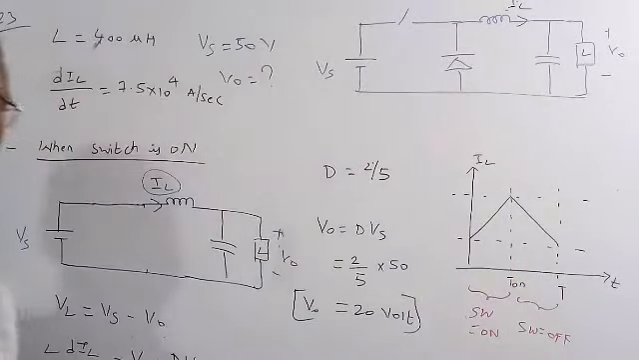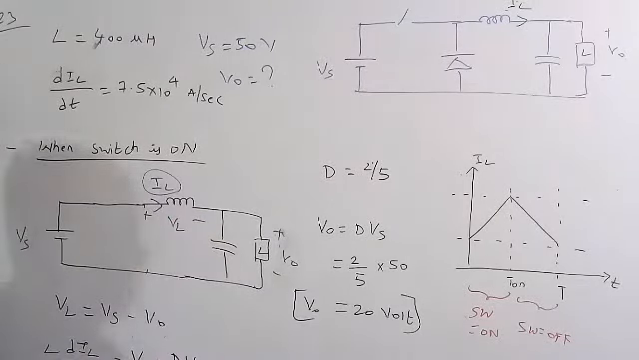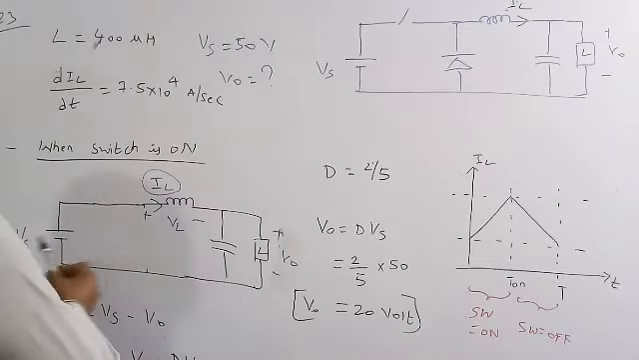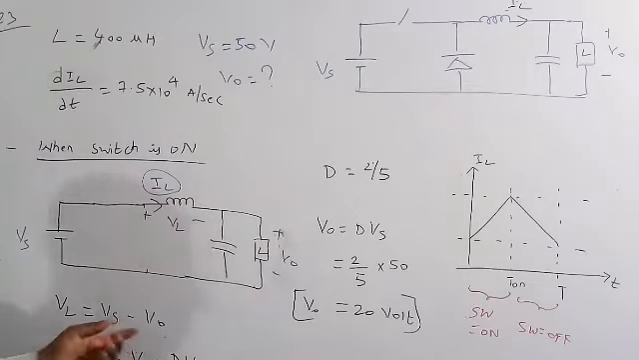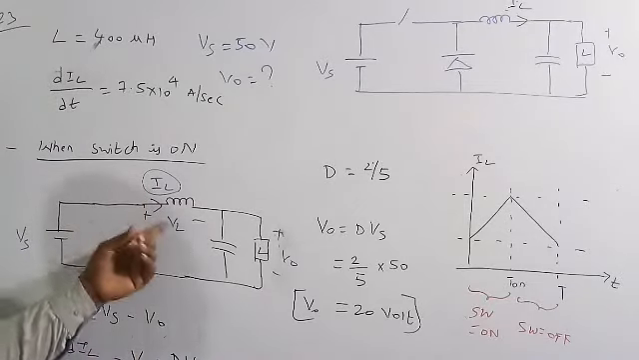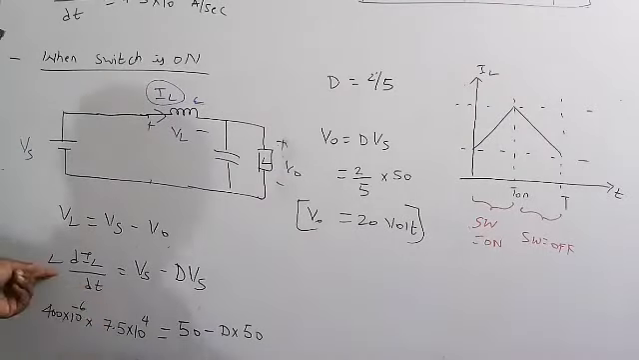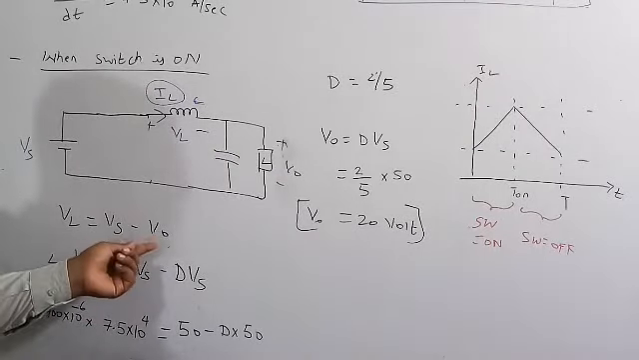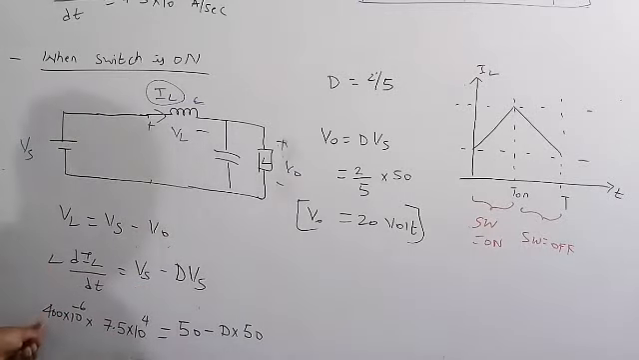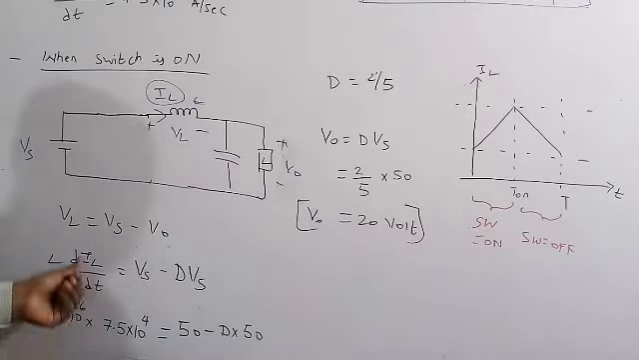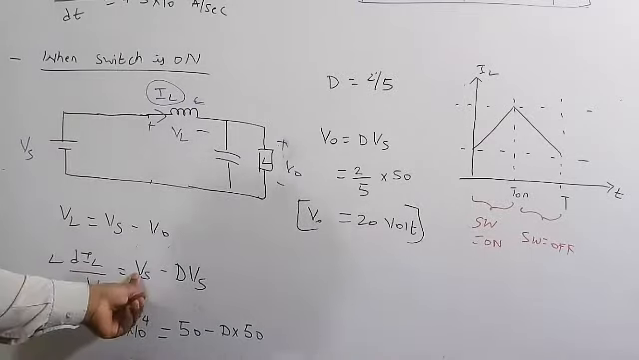Now the voltage expression: this is the voltage across the inductor. By KVL, the voltage across the inductor is the supply voltage minus the output voltage, so VL = Vs − V0. VL is also L times di_L/dt, which is the basic concept of an inductor. So L di_L/dt = Vs − V0, and in a buck converter V0 = dVs. We know L is 400 × 10^-6, di_L/dt is 7.5 × 10^4, and Vs is 50.